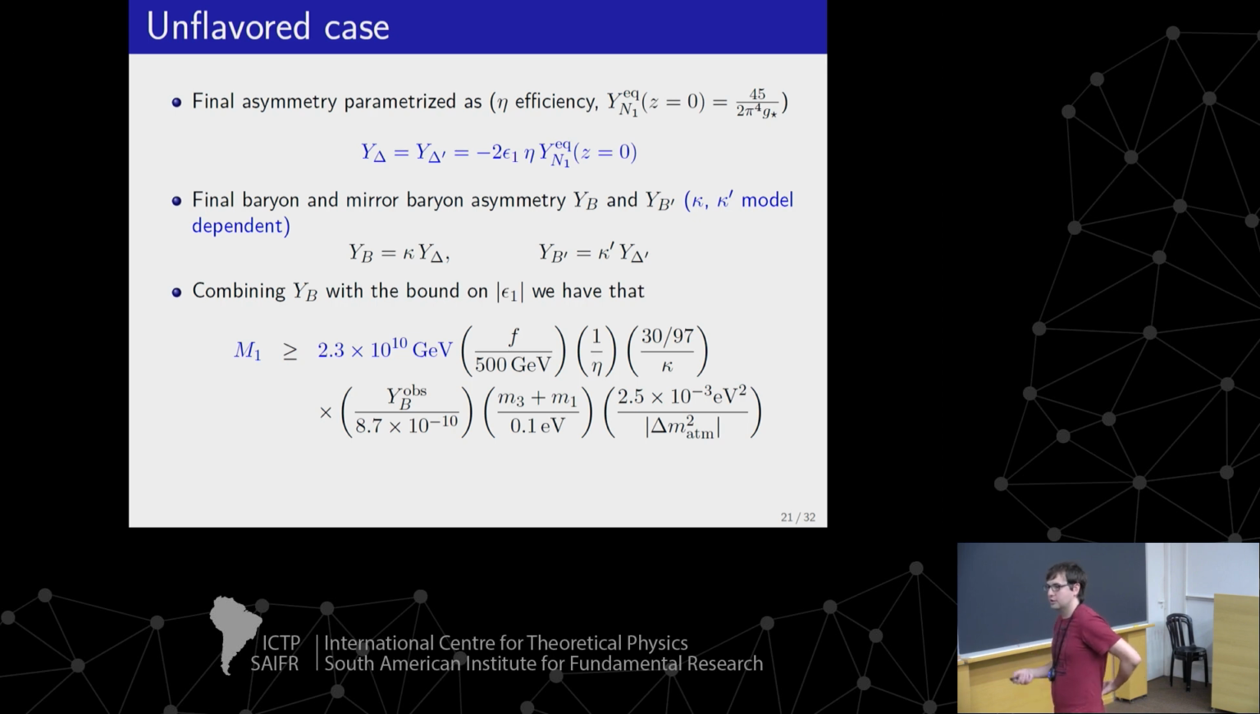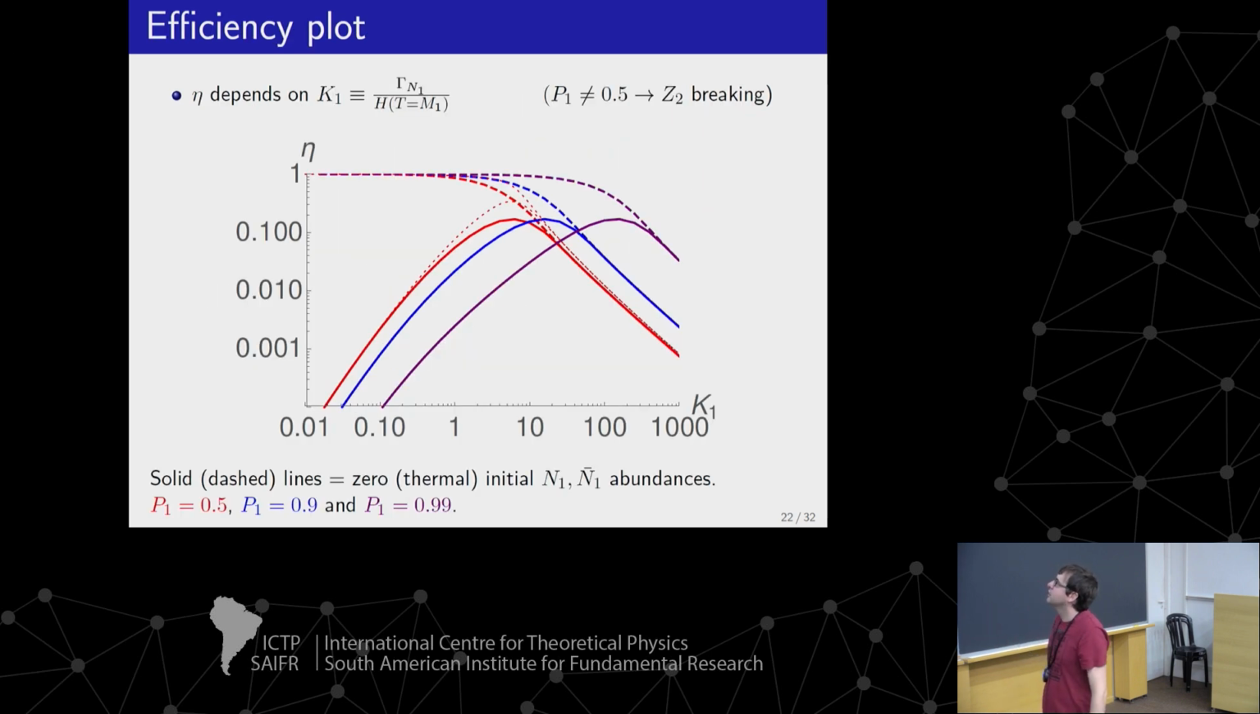So slightly worse than what we saw before, but also because epsilon 1 depends slightly on F. Think of F as 500 GeV. If F is bigger, this is a bit worse. And this is reflected in this formula, because before, for the usual leptogenesis, it was 10 to the 8 over eta, 10 to the 9, no? Here it is 10 to the 10, slightly worse.